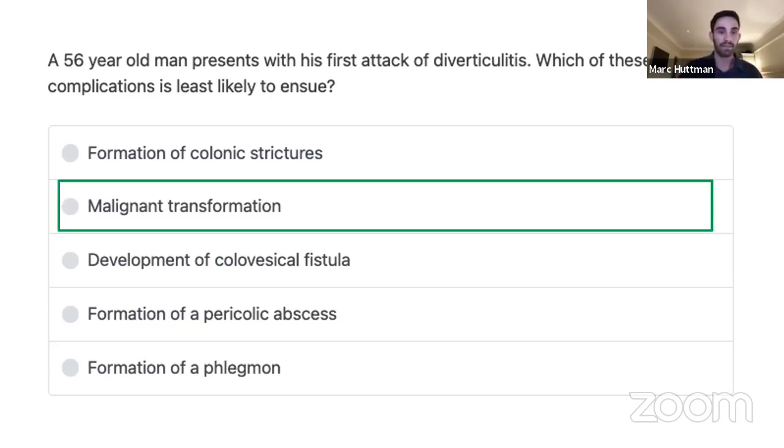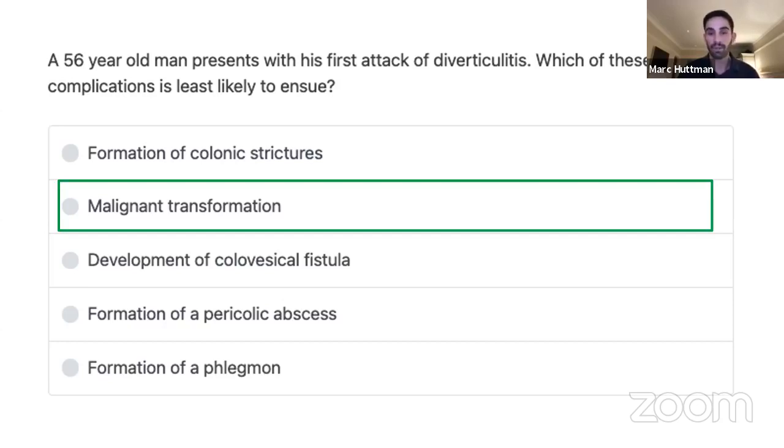So the least likely to ensue is malignant transformation. For a malignant transformation to occur, you need chronic inflammation, multiple bouts of inflammation, which will eventually change the DNA in the cells and eventually cause tumor suppressor genes to be mutated, et cetera, in order for you to get a cancer. All those other things, if you're unlucky, can happen with a single bout of diverticulitis.